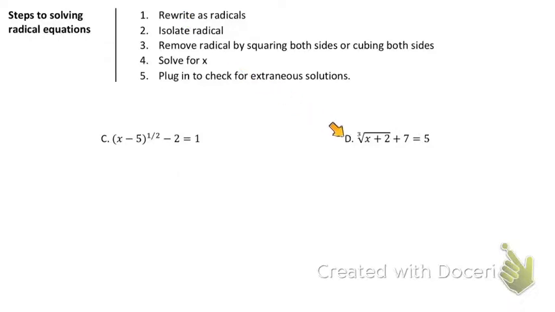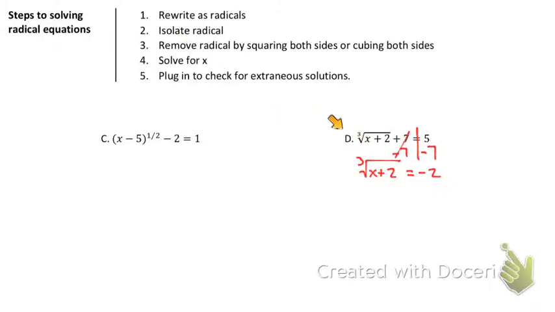Next, isolate the radical. Notice we have a cube root. I want to get the cube root by itself. So I'm going to subtract 7 from both sides. Get the radical isolated. So I now have the cube root of x plus 2 equal to negative 2. All right, the radical is isolated.